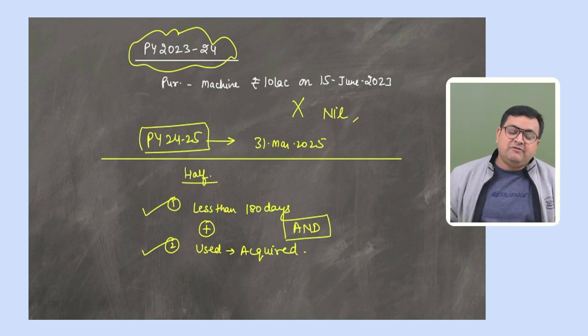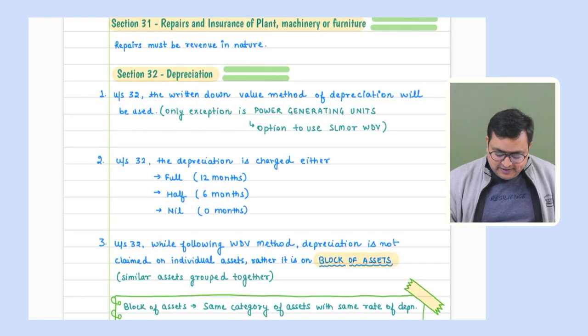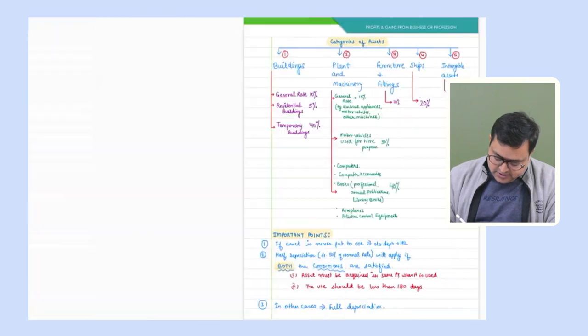Sir, it is used only for 7 months. Should we charge for 7 months? No, it is not accounts. I've already made it clear to you. Either we will charge depreciation for the entire year, half year or nil. Right. Got it. Okay.